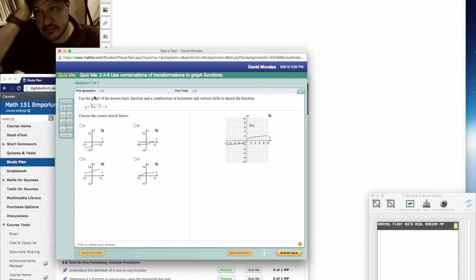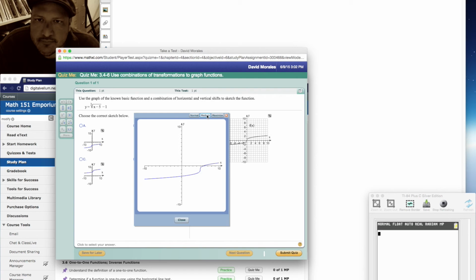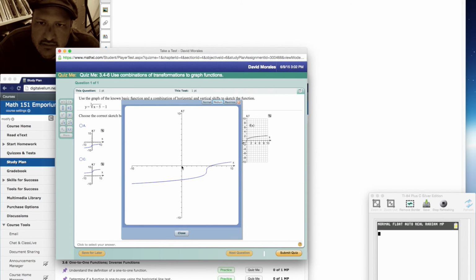Sketch the graph. Okay, so this is a cube root, which has this shape. So far so good. Here's the cube root. This is a horizontal shift to the right by 5. So we're going to move this way and then down by 1. So this is right 5, down 1. And it looks like only one of them does that. Imagine it's right here, then you go over 5 and then down 1. And so this is where it used to be, the origin.